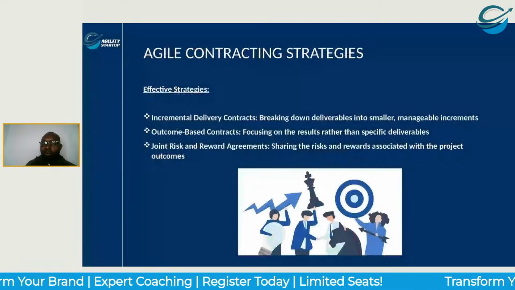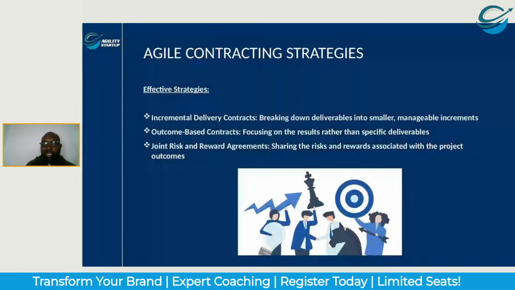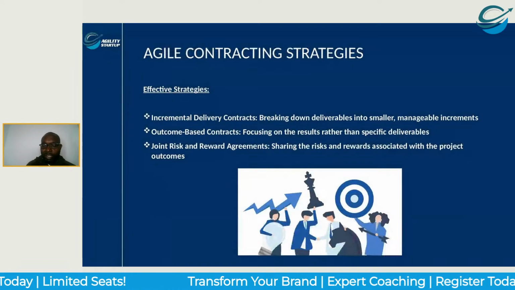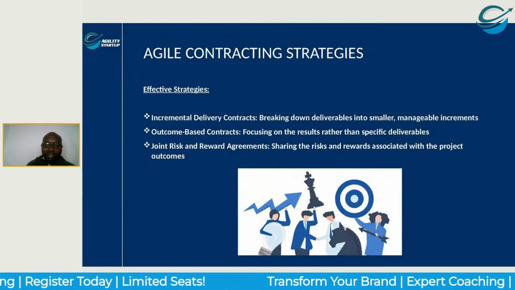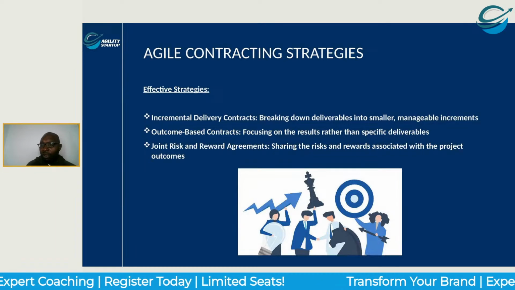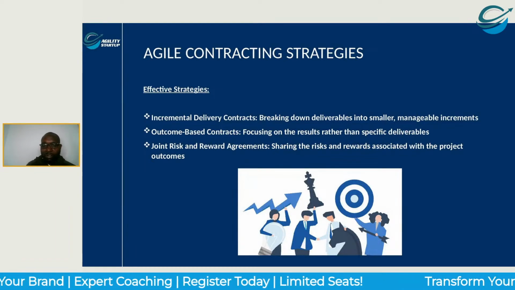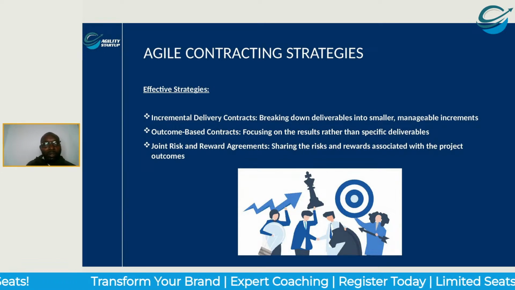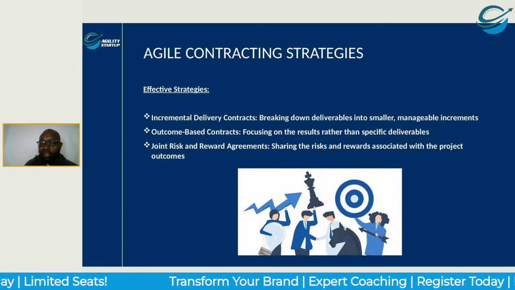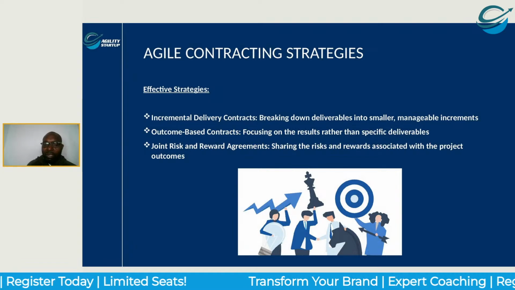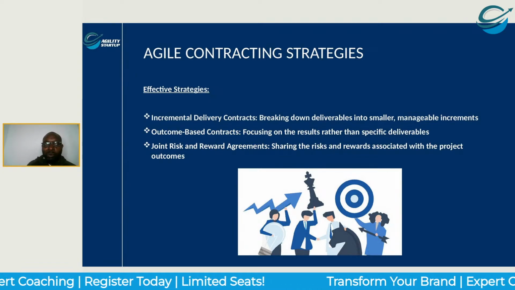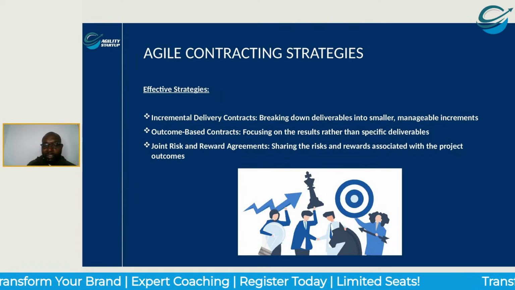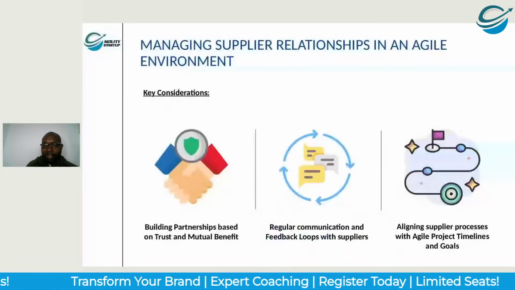But what are some of the strategies that can be seen within agile contracting? Again, details of each of these points are found in the handbook, which you can request on our website. Some of the strategies include incremental delivery contracts, outcome-based contracts, and joint risk and reward agreements. So these are some of the strategies that are implemented.